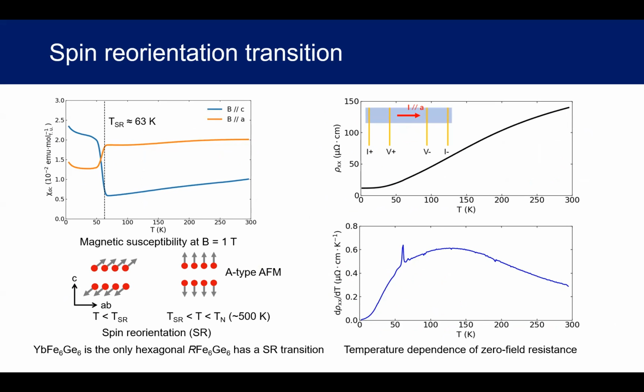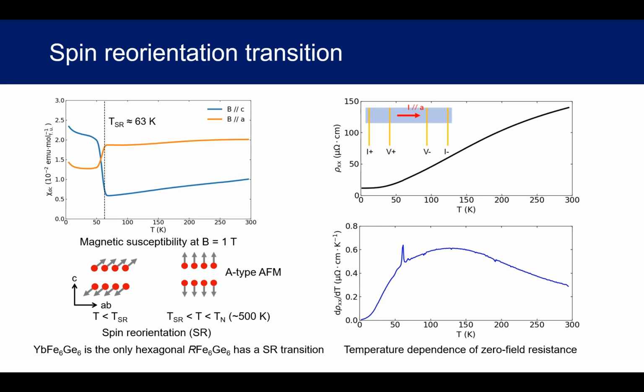One particular feature of this ytterbium iron germanium is that it is the only member of this kind of kagome material to have a spontaneous spin reorientation transition. From the magnetic susceptibility measurement, you can see a clear feature of spin reorientation around 63 Kelvin. Above this spin reorientation temperature, the magnetic structure is an A-type AFM order, but below it, the spin is canted away from the c-axis.